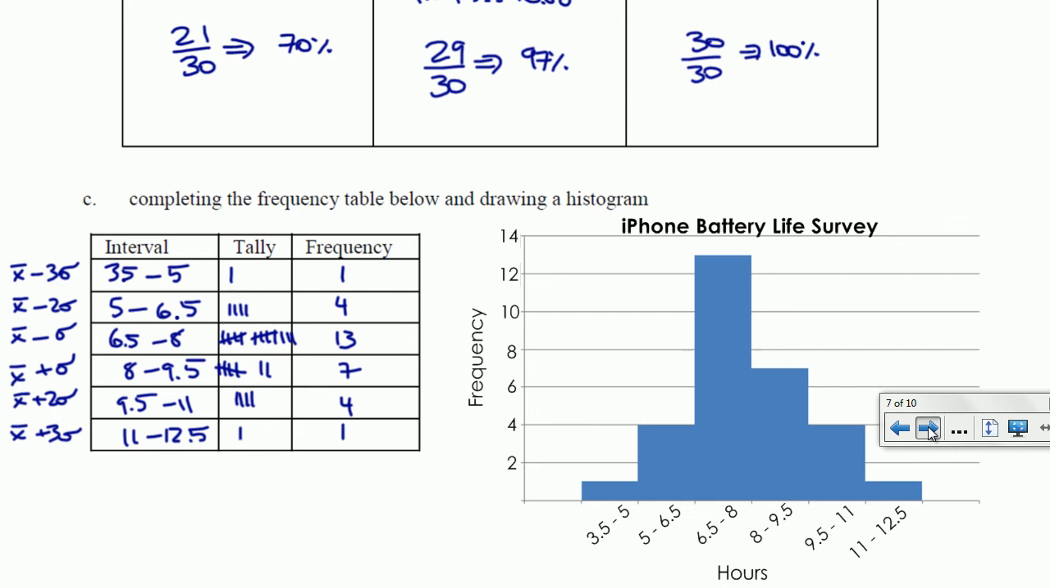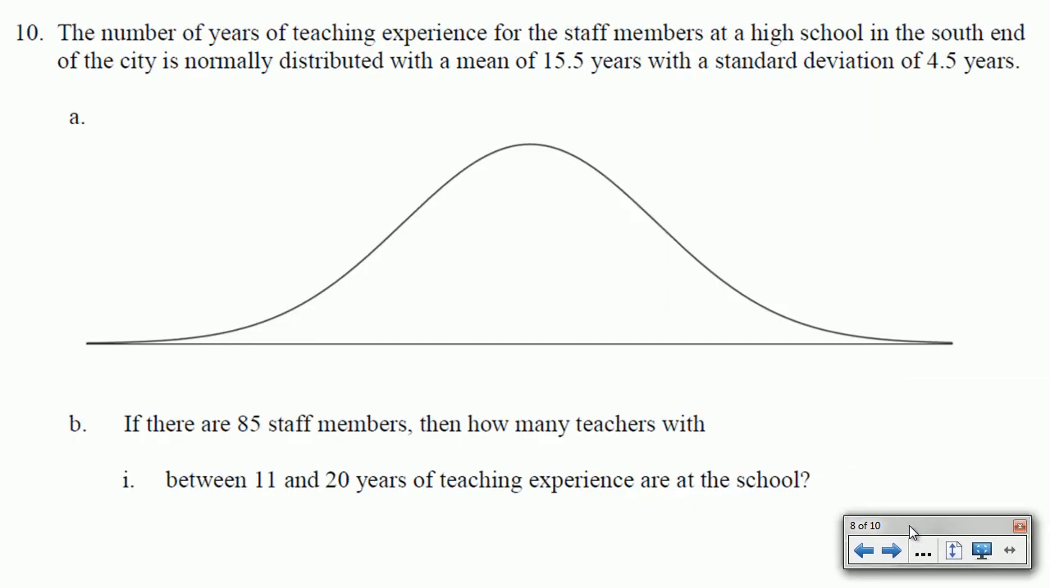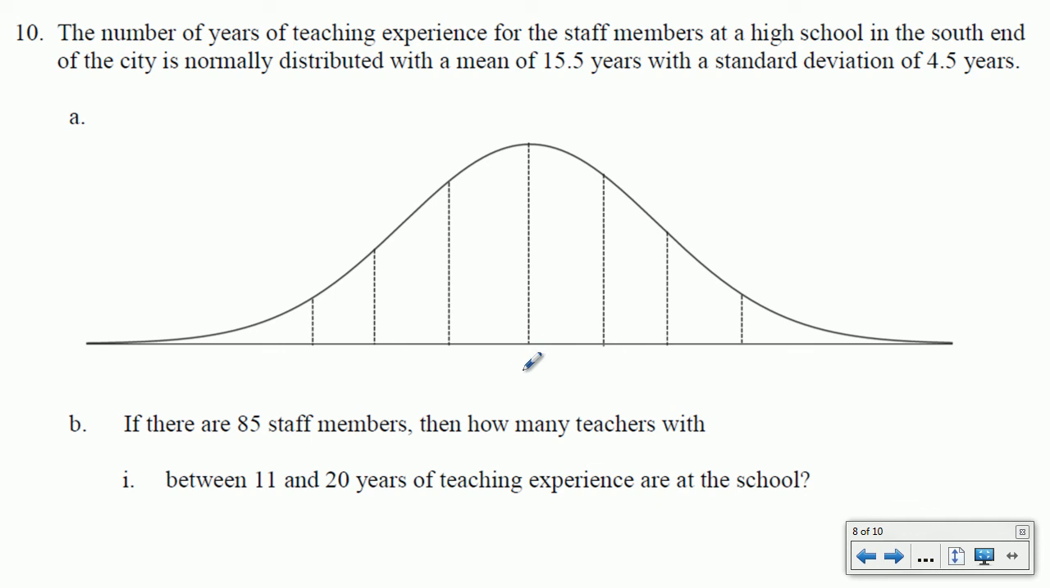Moving on to question number 10. The number of years of teaching experience for the staff members at a high school in the south end of the city is normally distributed with a mean of 15.5 years and a standard deviation of 4.5 years. First thing we need to do is sketch a normal distribution curve and label the horizontal axis appropriately. So we'll draw some separators. Our mean is 15.5. One standard deviation above that is 20. 2 standard deviations above the mean is 24.5. And 3 standard deviations above the mean is 29.